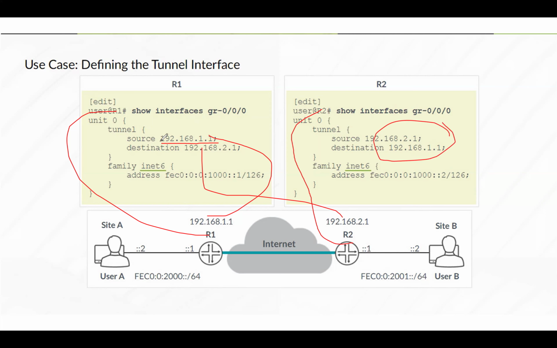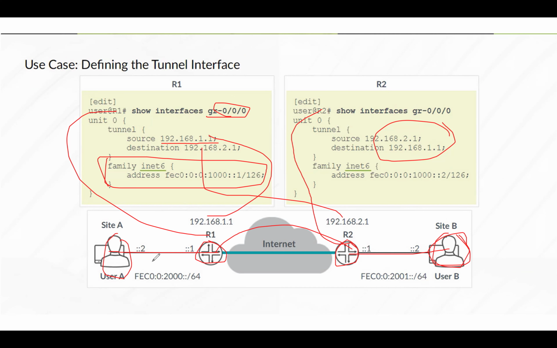After setting the source and destination address in the GRE tunnel, the interface will be up, and you set the IPv6 address here. Set the inet6 IPv6 address, just point to point, to make the tunnel. So when user A sends an IPv6 packet to user B, this packet comes into router 1 and goes to the tunnel interface, to the other endpoint router, and is delivered to site B or the other user.